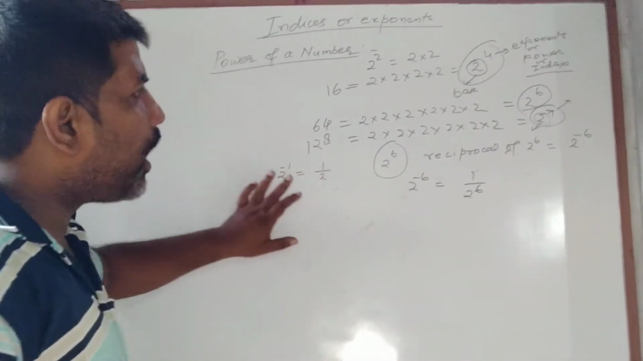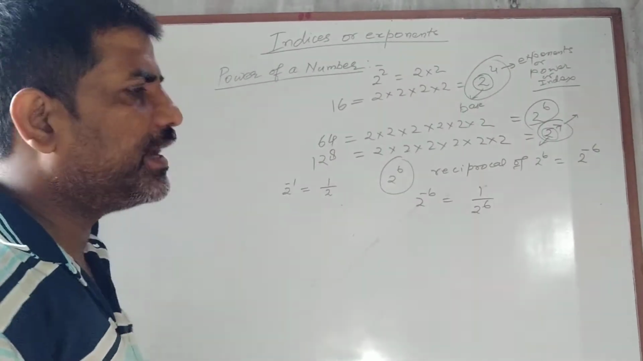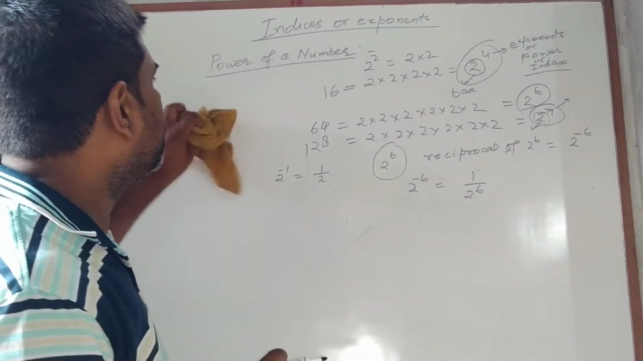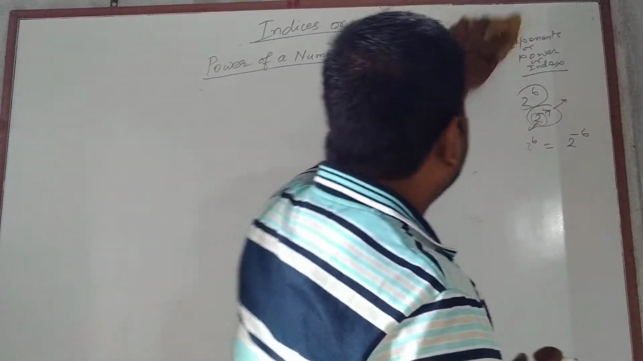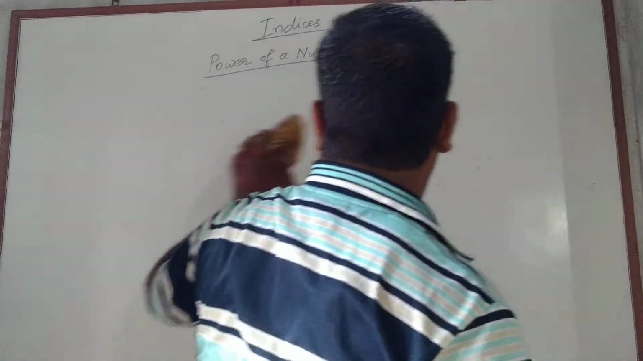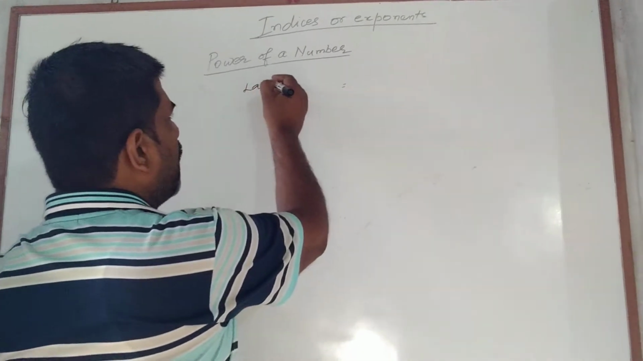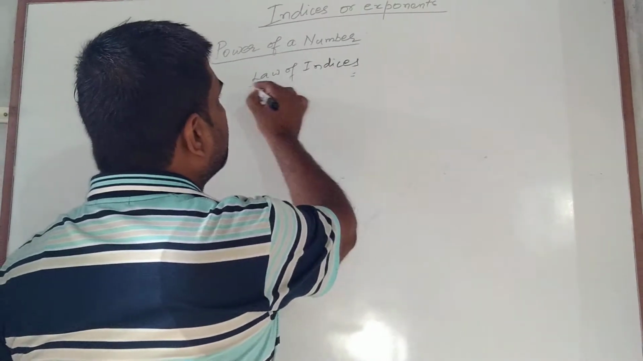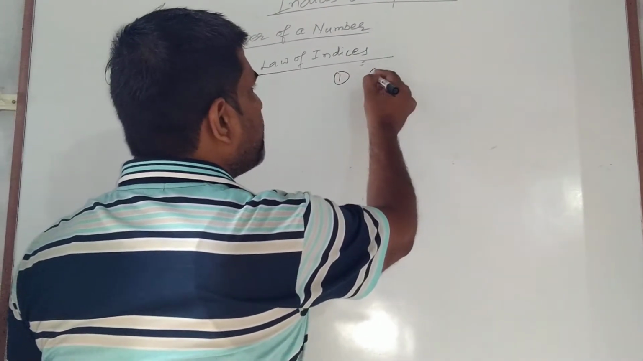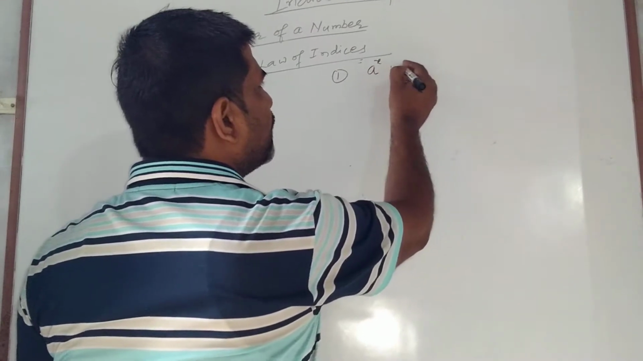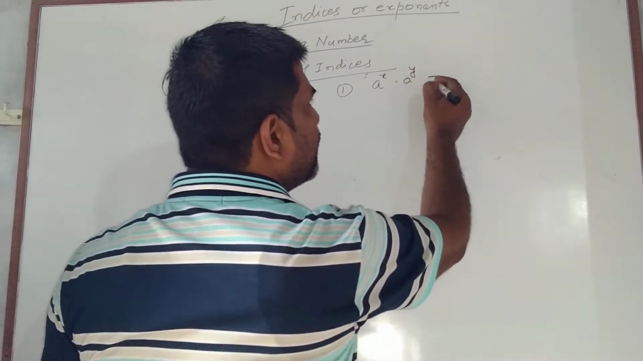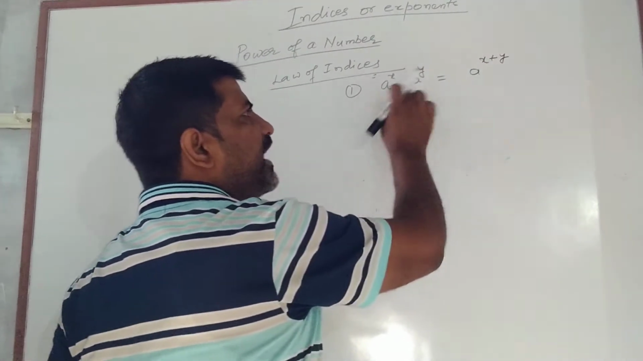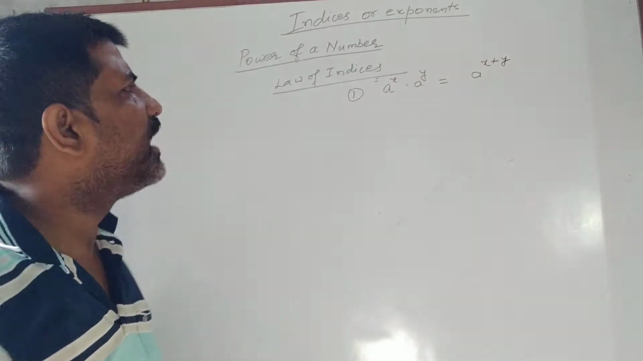There are certain laws which are obeyed by these indices, and those are called the laws of indices. So now we shall see the laws or rules followed in the case of exponents or indices. Law of indices. The first law is a to the power x into a to the power y becomes a to the power x plus y. If the base is the same, then the powers get added.